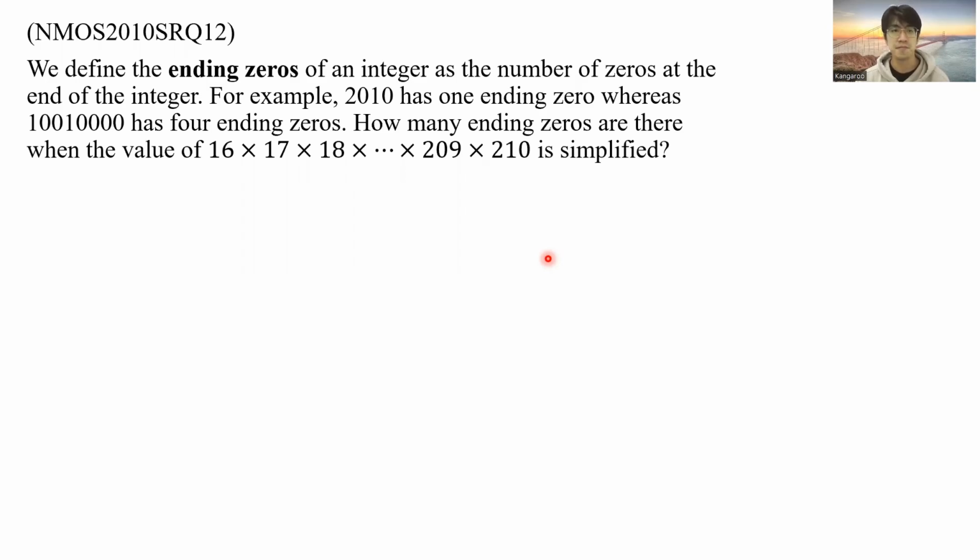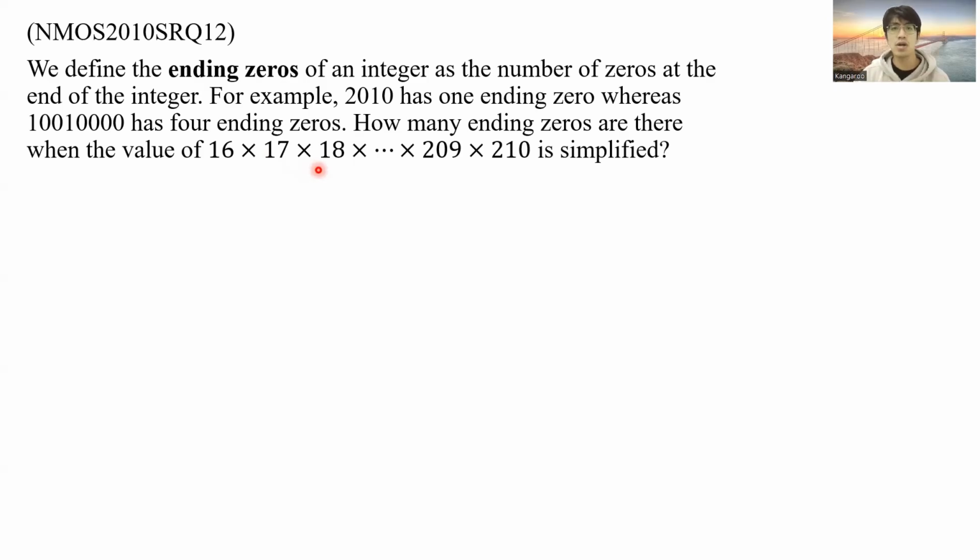I'm Teacher Cedric, and today we are going to look at another NMOS special round question from the year 2010. Now, we define the ending zeros of an integer as the number of zeros at the end of the integer. For example, 2010 has one ending zero, whereas 10010000 has four ending zeros. How many ending zeros are there when the value of this product is simplified?